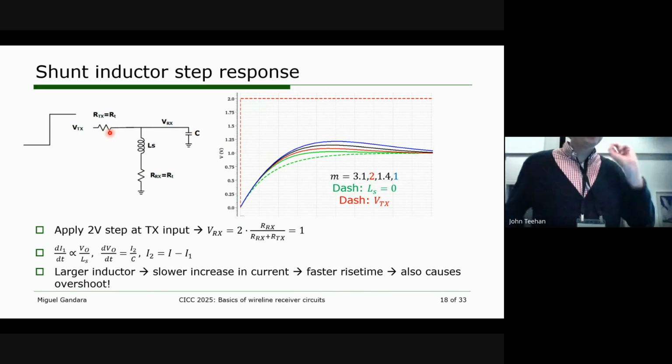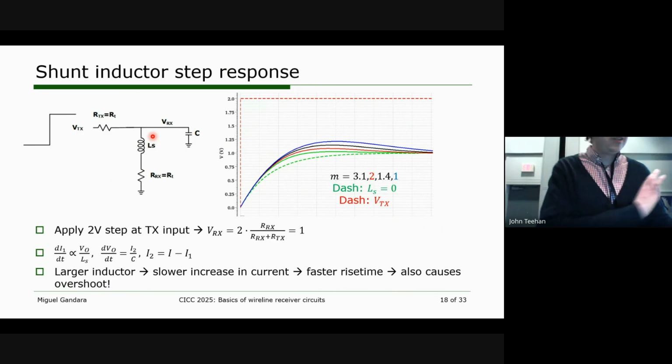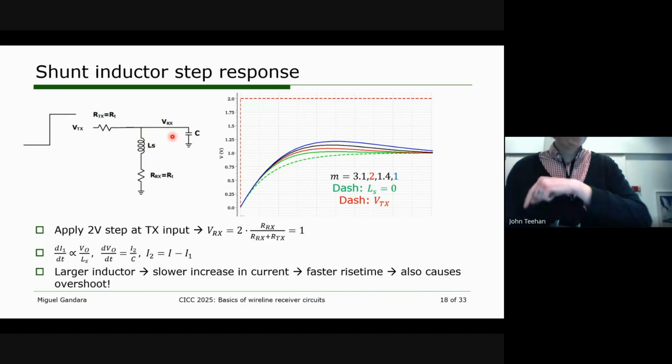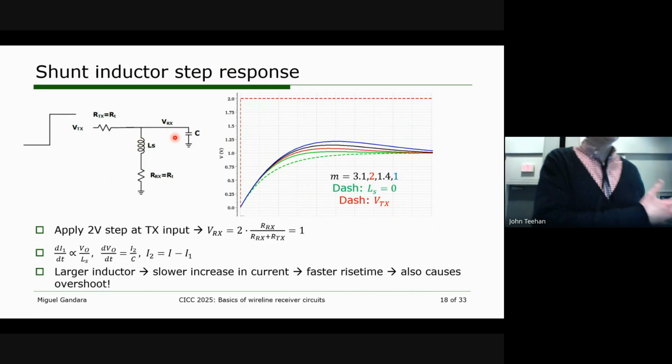Now the current into the capacitor is set by the current from the source, which is kind of fixed. Let's say it's fixed, right? The current from the source then gets split into the termination and the capacitance. So as long as we can minimize the current through the termination and maximize the current through the capacitance, we should maximize the rise time.